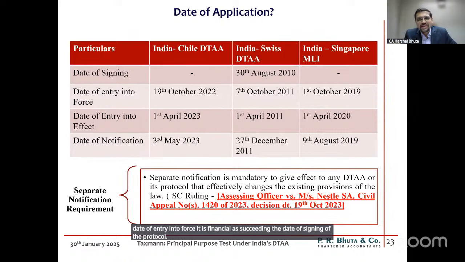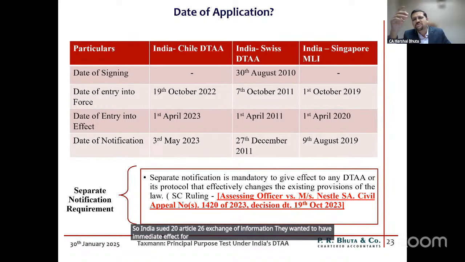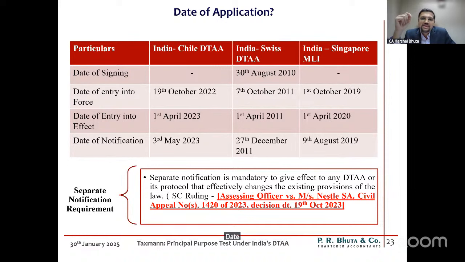This is specifically in respect of Article 26 that I have mentioned here. So India-Swiss Article 26, exchange of information. They wanted to have immediate effect for exchange of information, so that would have been mutually agreed. The signing date was August 2010. The date of entry into force was October 2011. The date of entry into effect was April 2011, though the notification was issued in December 2011.